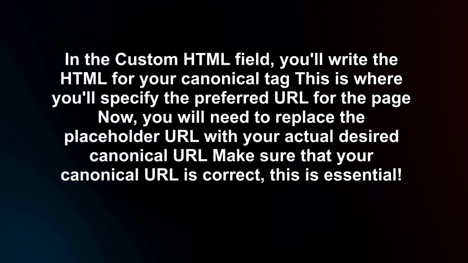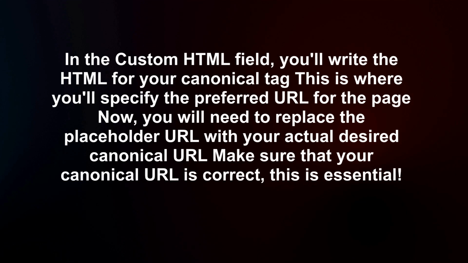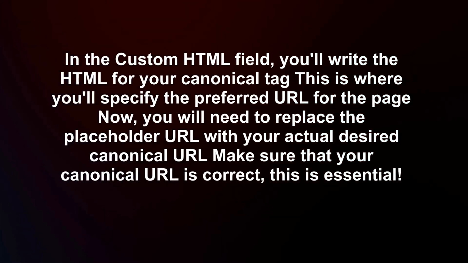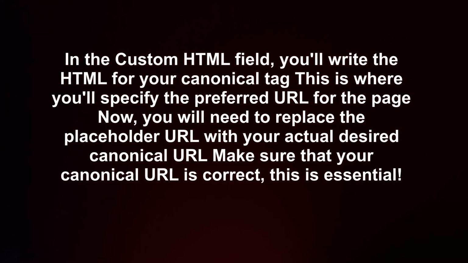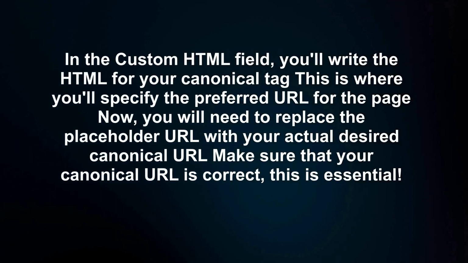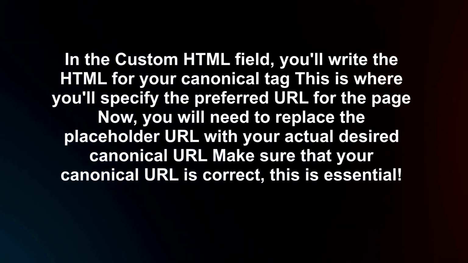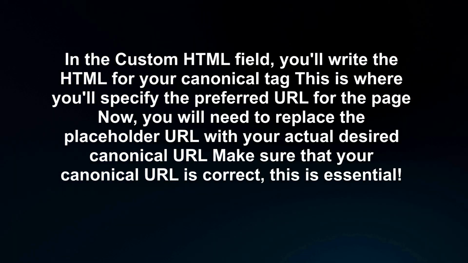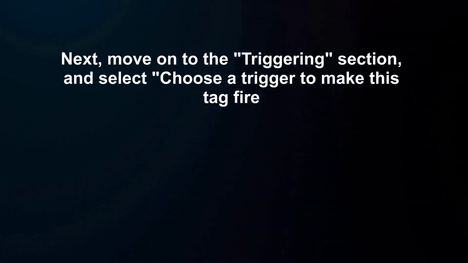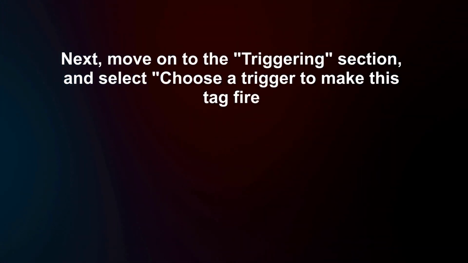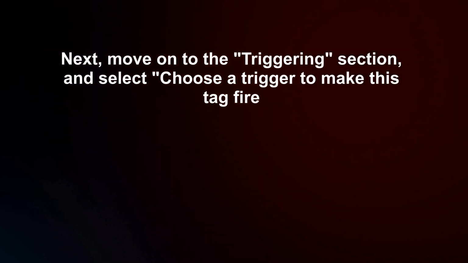In the custom HTML field, you'll write the HTML for your canonical tag. This is where you'll specify the preferred URL for the page. Now, you will need to replace the placeholder URL with your actual desired canonical URL. Make sure that your canonical URL is correct. This is essential.